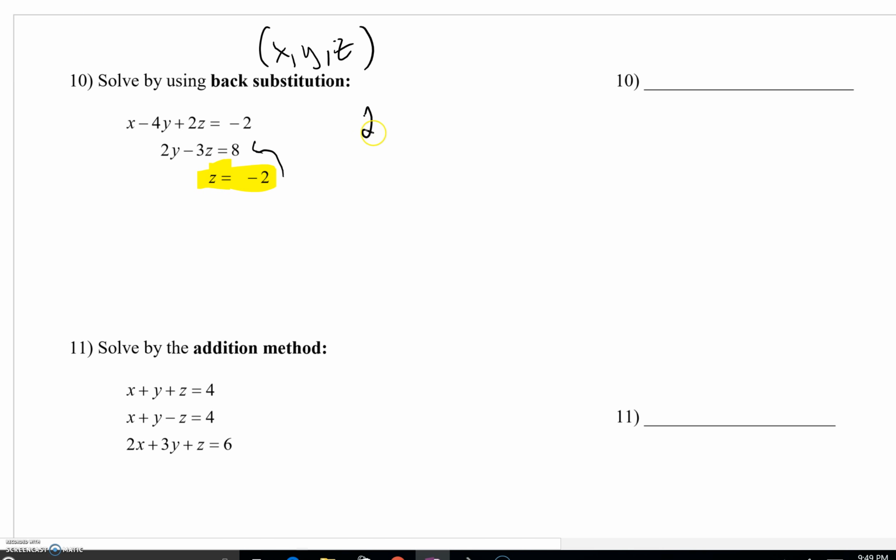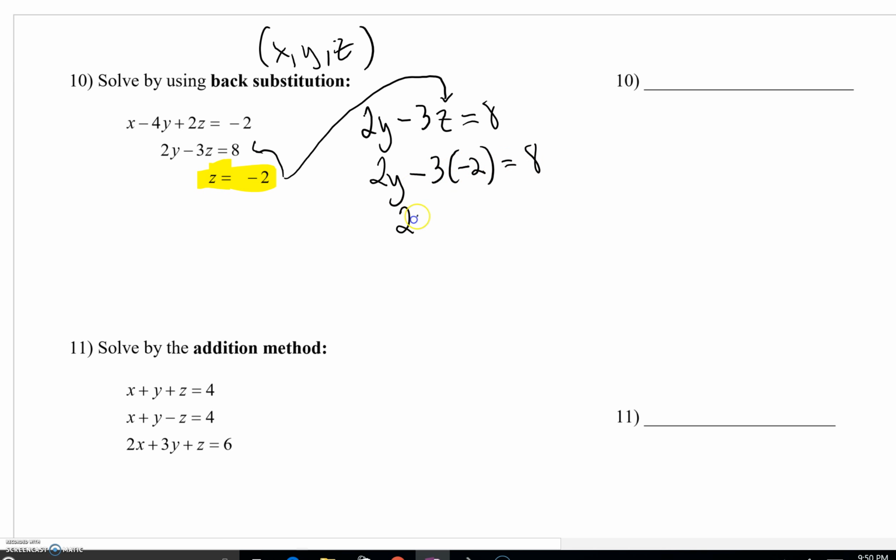Go to the middle equation. 2y minus 3z is equal to 8. And now substitute in that z value of -2. Plug that in. And you can see now you have 2y minus 3 times -2 equals 8. -3 times -2 is actually just a 6. So we have 2y plus 6 is equal to 8. If I subtract a 6 from both sides, I'll have 8 minus 6 is 2. I can divide by 2 to get y is equal to 1.